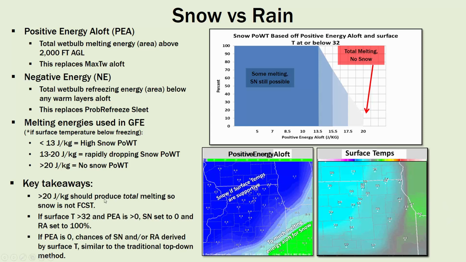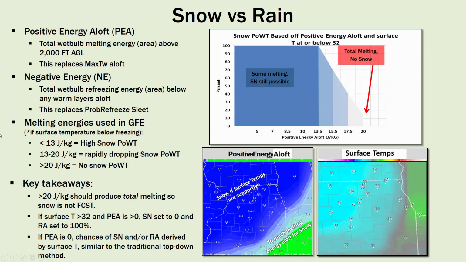So key takeaways again here with the positive energy aloft grids: not necessarily to memorize exact values, but once we get into the green areas, which represent positive energies in excess of 20 joules per kilogram, it's going to be too much warmth for snow to occur. And if your surface temp is above freezing and you have any positive energy aloft, snow is going to be set to zero and rain will be the primary outcome.